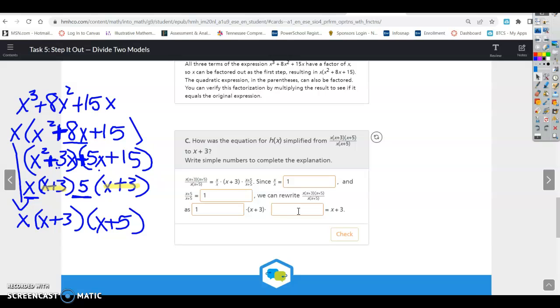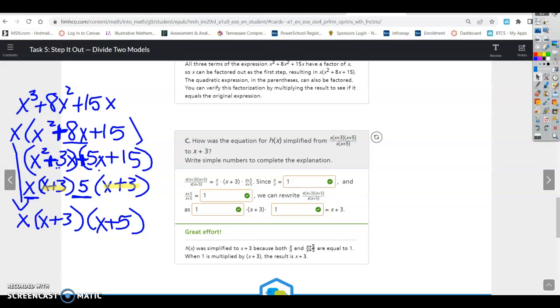So 1 times x plus 3 equals x plus 3, I think. Okay, good. So h of x was simplified to x plus 3 because both of those terms reduce and equal 1. When 1 is multiplied by x plus 3, the result is x plus 3.